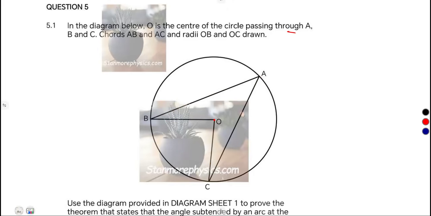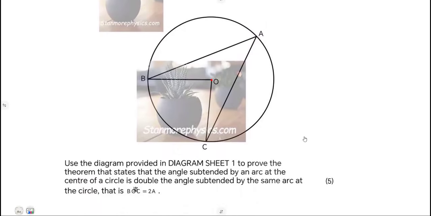Using the diagram provided, they are asking us to prove the theorem that states that the angle subtended by an arc, which is BC, at the center of a circle is double the angle subtended by the same arc at the circumference. That is, angle BOC is twice angle A. So let us prove it.